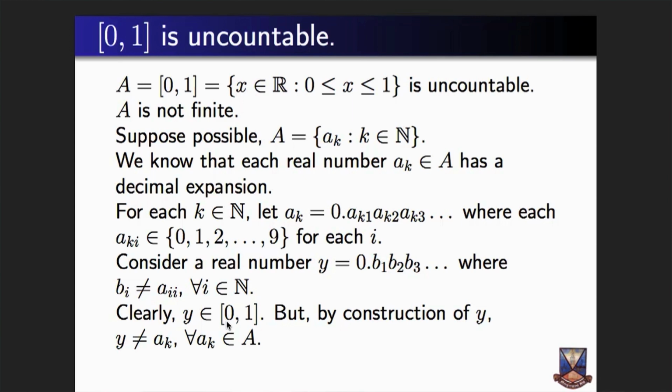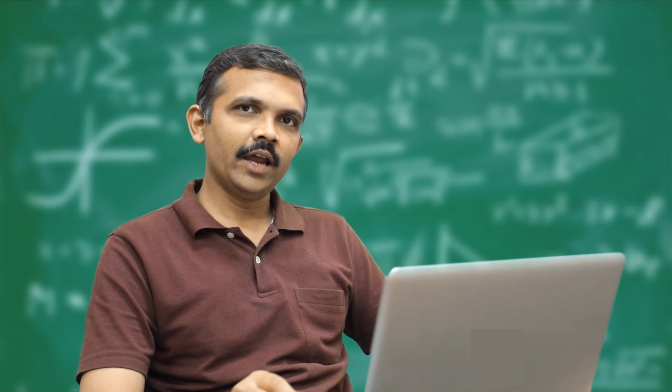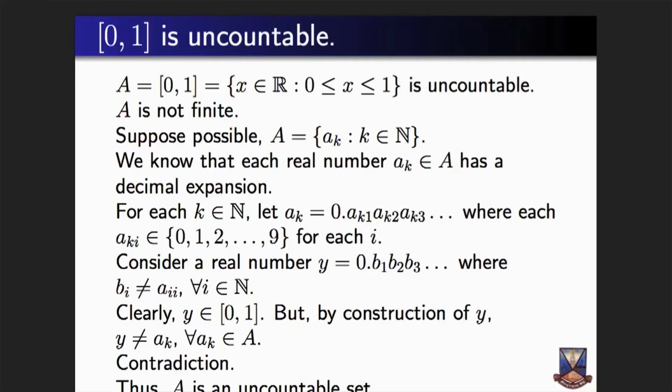Hence this is creating a contradiction, because on one side we are saying y belongs to A and we are saying y is not equal to anybody in set A. Hence there is a contradiction, and this declares that the set is uncountable. Now once we prove closed [0,1] is uncountable, since closed [0,1] is a subset of R, in fact this suggests that set of real numbers is an uncountable set.